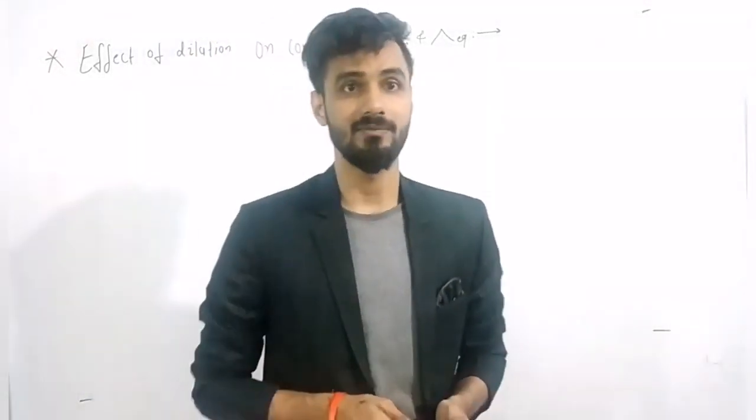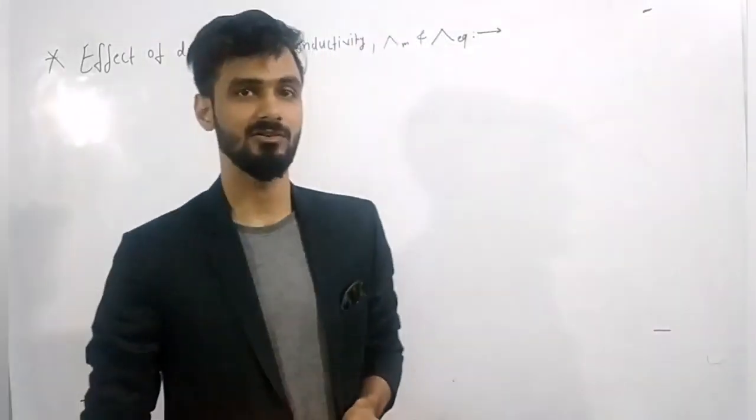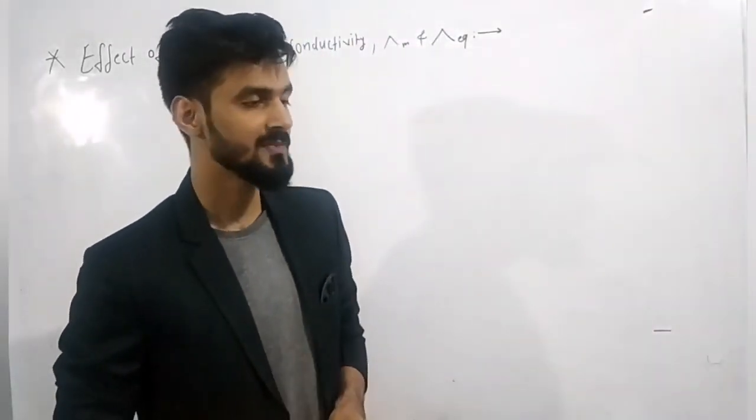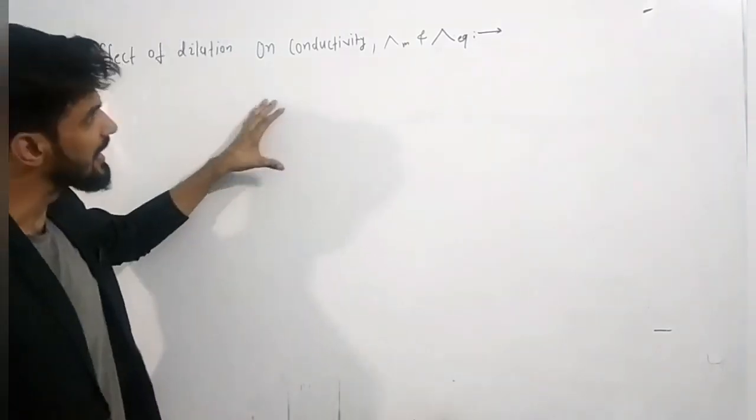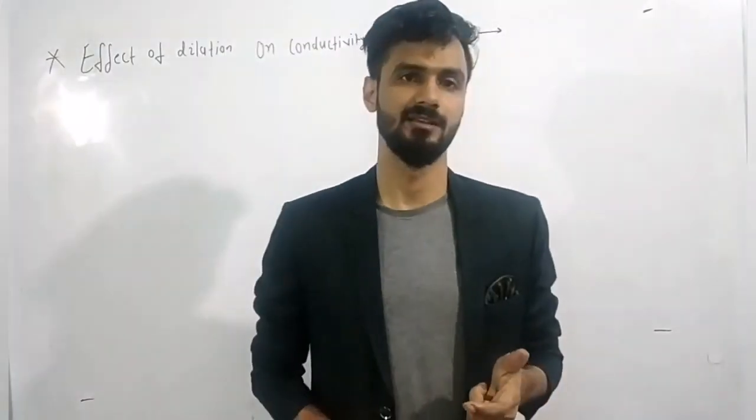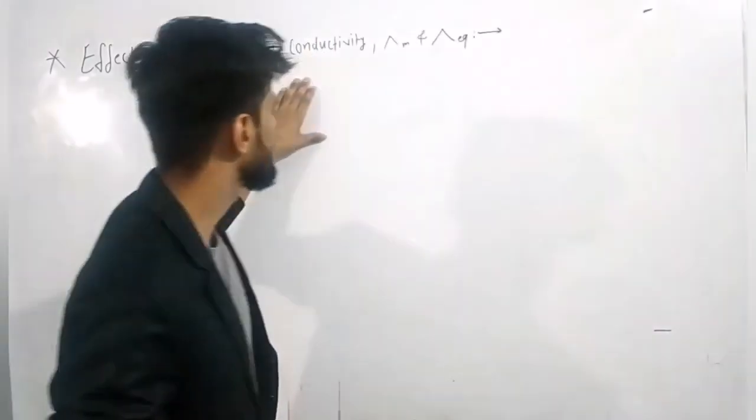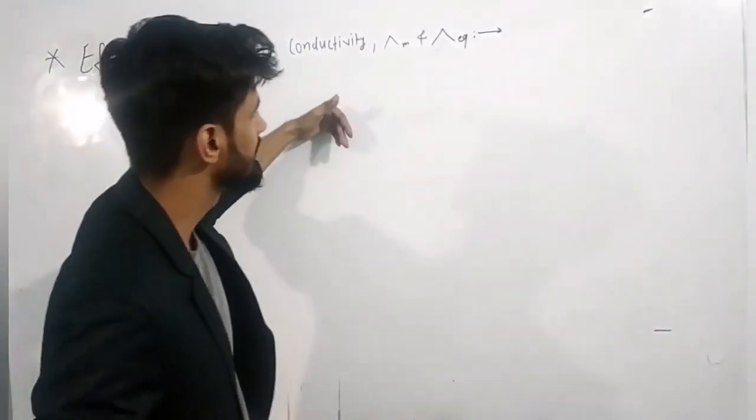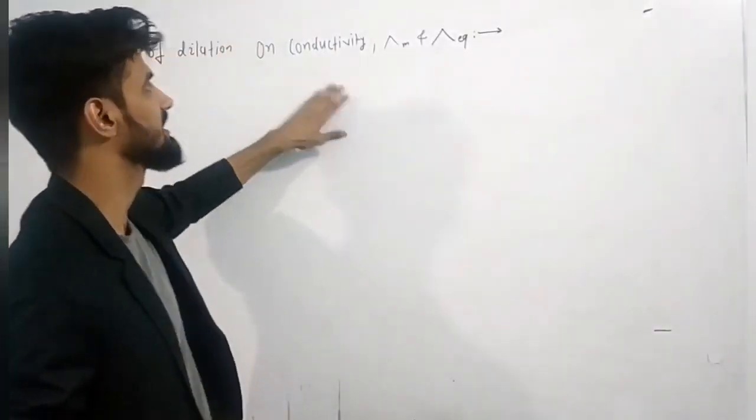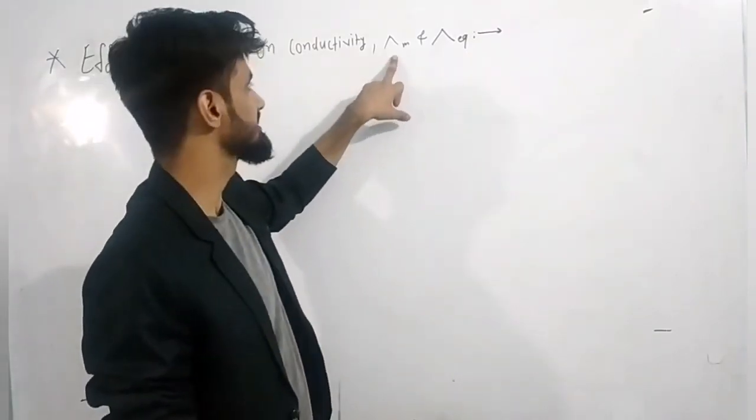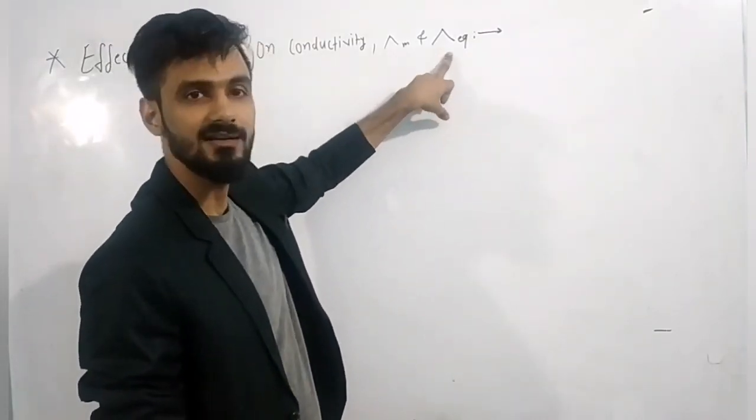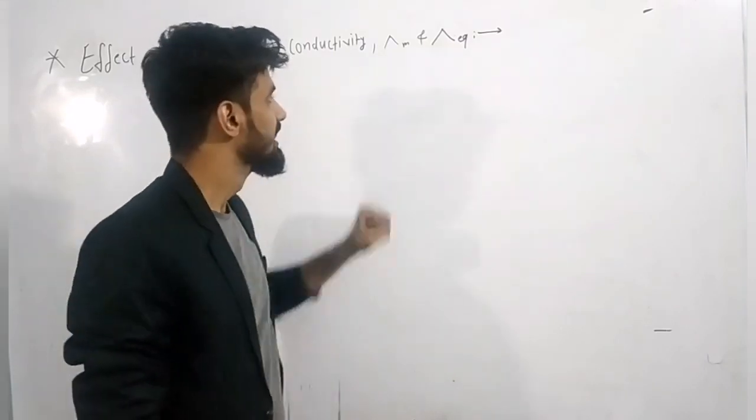In the beginning of the lecture, I already discussed Faraday's first law and Faraday's second law. Now I am going to discuss the effect of dilution. It's a small topic, but it's very tricky. Here we are going to see what happens if you dilute an electrolytic solution, and how conductivity, molar conductance and equivalent conductance are going to change. It's a very important thing.